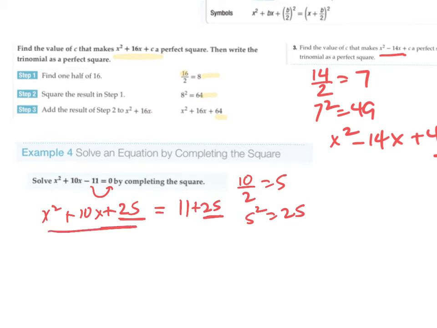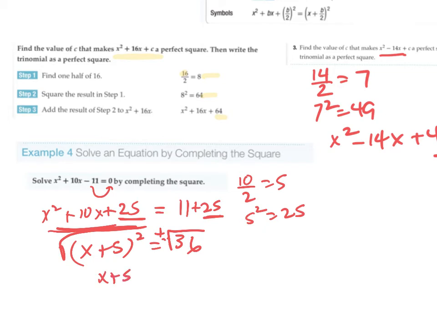Now, this part, when factored, is the square. And when I add that, I get 36. So now I can go through the same process we did on the previous slide. I'm going to use the square root property, square root plus minus. And that gives me the x plus 5 equals, and this happens to be 6.